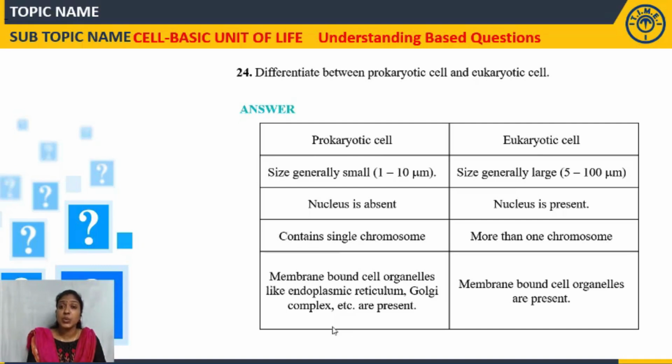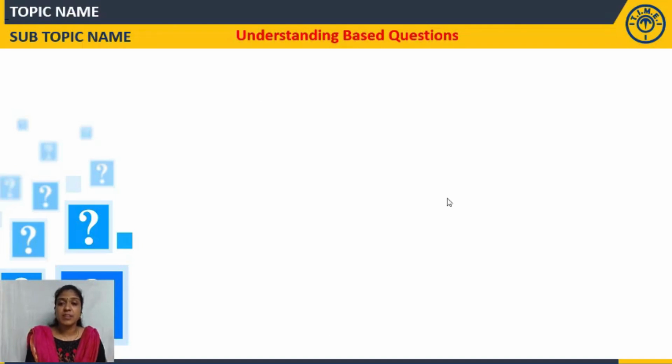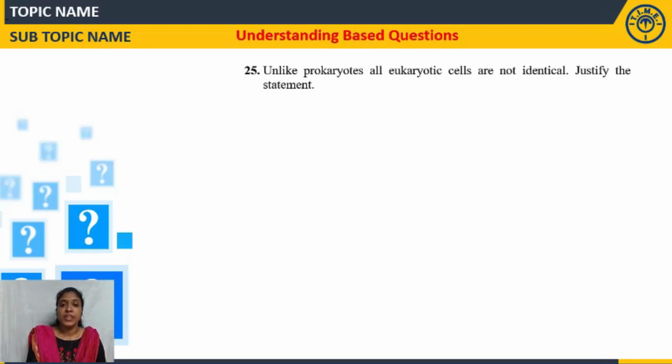Is that clear? These questions are to check whether you have understood the concept. Okay. So, 25th question: Unlike prokaryotes, all eukaryotic cells are not identical. Justify the statement. What is the meaning of this question?